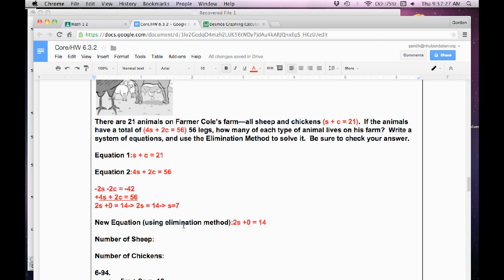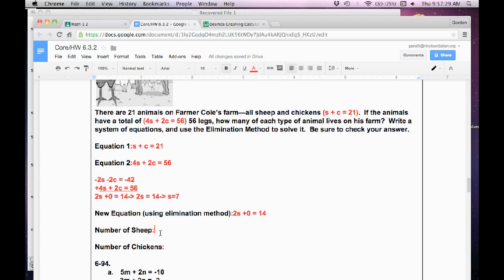All right, so we've solved it. We figured out that the number of sheep equals 7. And then we also know that S plus C must equal 21. So we're going to use the number of sheep to find the number of chickens. If the sheep is 7, I will replace that S with a 7. And if 7 plus C equals 21, then I'll subtract 7 from both sides of the equation. And the number of chickens will be equal to 14.